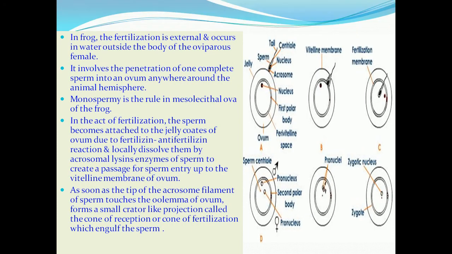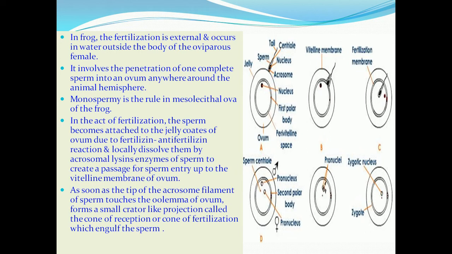Now we have seen the structure of sperm and the structure of the ovum or egg of a frog. Now we can see how the fertilization process occurs. In frog, the fertilization is external and occurs in water outside the body of the oviparous female. We know that animals are broadly divided into two types, oviparous and viviparous. The animals which give birth directly to their young ones are known as viviparous animals, and the animals which first lay eggs, and after fertilization of the egg by sperm a young one forms, not giving direct birth, are known as oviparous.